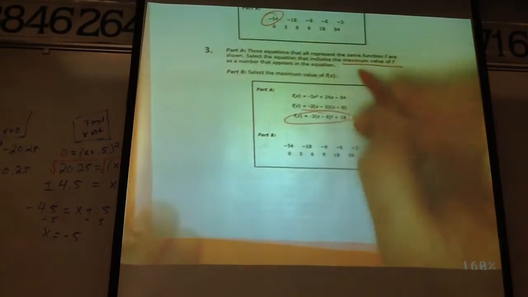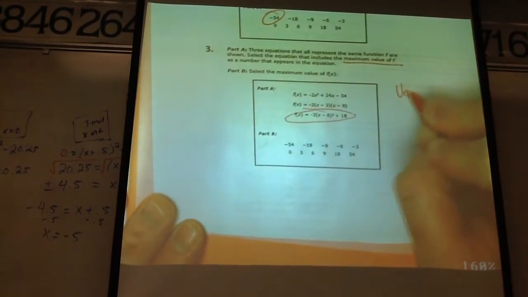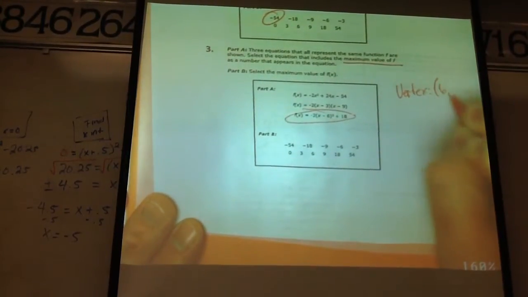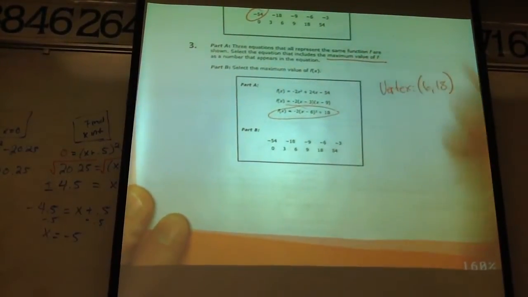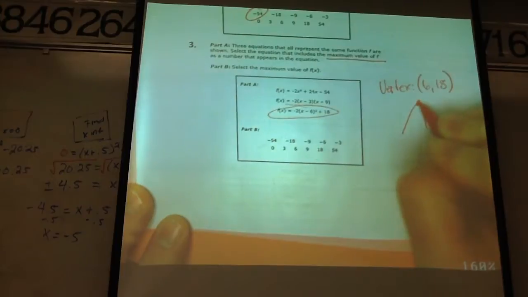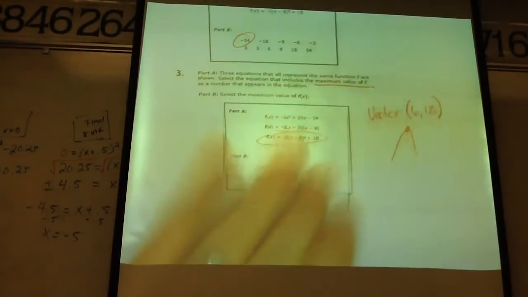When they ask it like that, the maximum value, they're asking for the y. The vertex, you're right, is 6, 18. But when they say just the maximum value, they're talking about just the y coordinate of the vertex, so it would just be 18. Tricky. Pretty good.